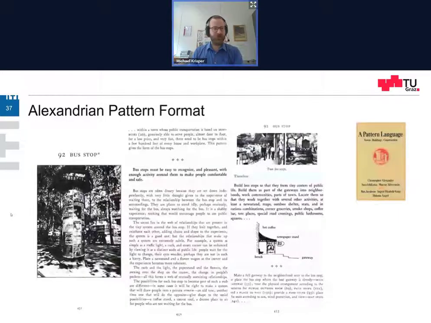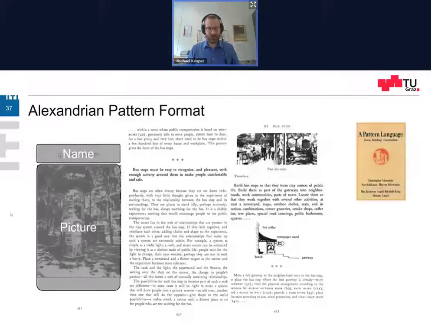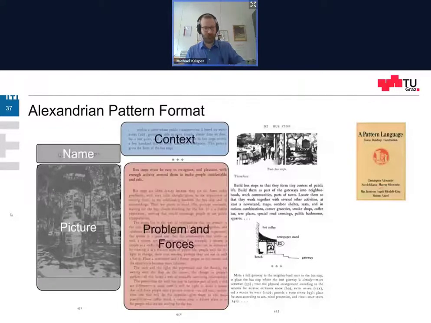There are also different formats for how you can write this. But actually, if you look back at the old book by Christopher Alexander, you have the same parts there, just written differently, not that explicit. So you have the name of a pattern. This is an excerpt from the book. It's about the bus stop. Every pattern has a name. Every pattern has, in this case, a picture, or for software, it could be a diagram. It has a context. It has problem and forces.